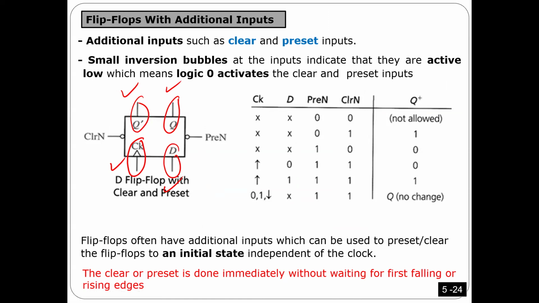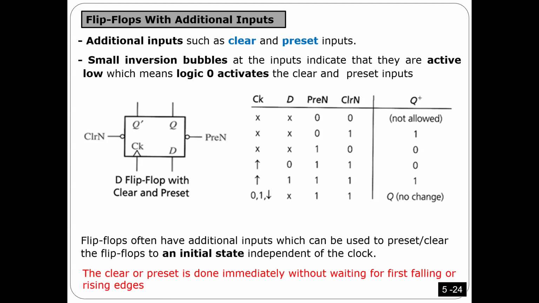But I can add 2 more inputs. Okay, I can add 2 more inputs. One input we call clear. One input is called preset or set. Okay, guys? So I can add 2 more inputs. One is called clear and one is called preset or set. Okay? So number one, what are these inputs doing and how can we use them? I'm going to tell you how.